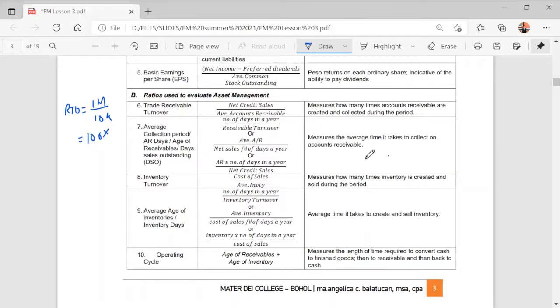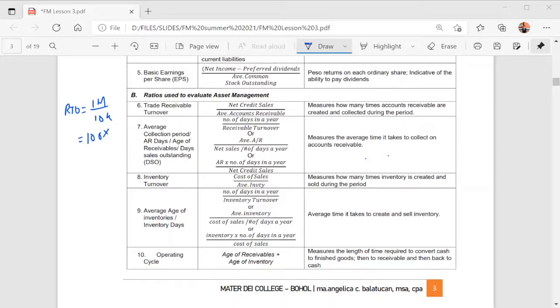So, if we're talking about receivable days or collection period, of course, the shorter, the better, di ba? We don't want to wait for several months before we can collect our receivables. Because pag makollect na nato ang money, we can use it again, di ba, in our operations. Makapalit na sa tao bagong inventory or makabayad na ta sa mga utang.